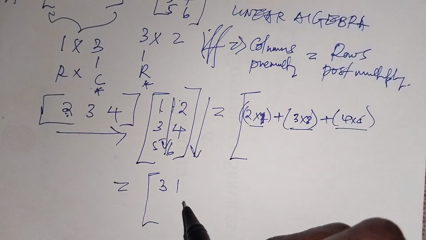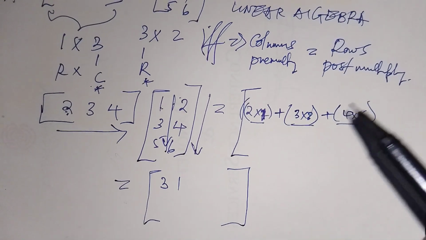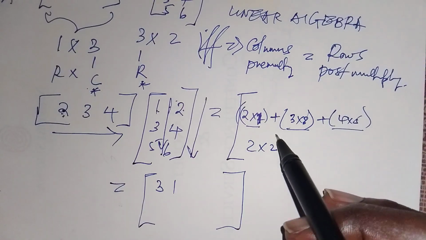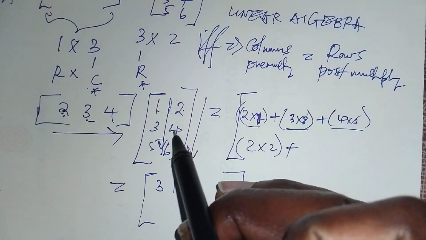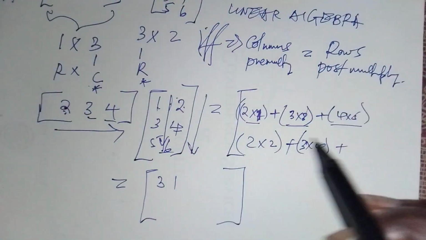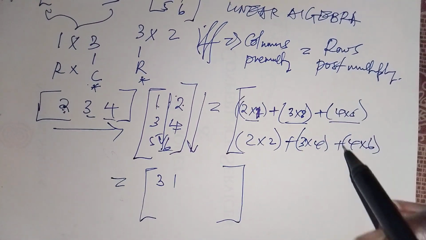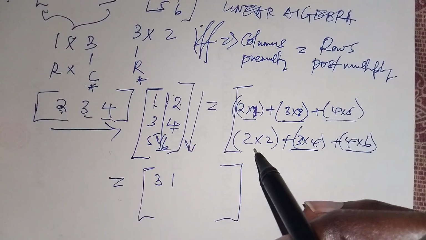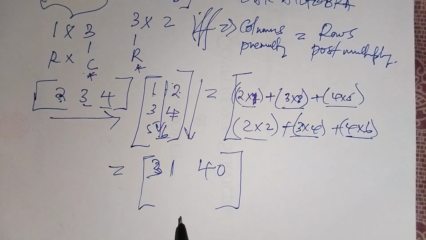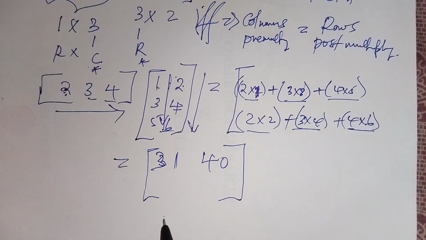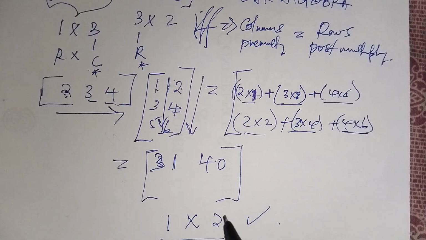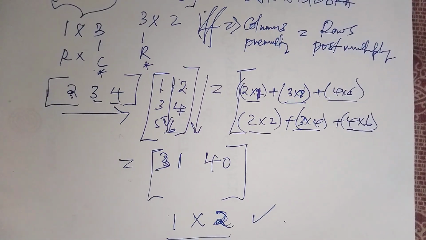And the second value shall have again 2 multiplied by 2. Then you add 3 multiplied by 4. Then you add 4 multiplied by 6. So this will give you 24 plus 12, 36, plus 4, 40. So we have our final as a 1 by 2 matrix.